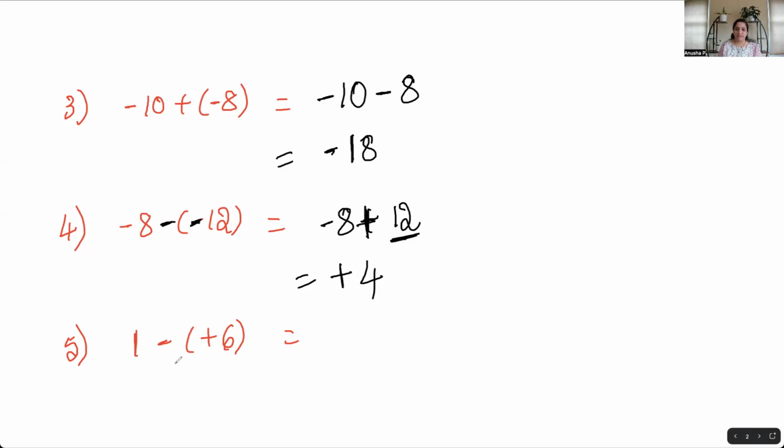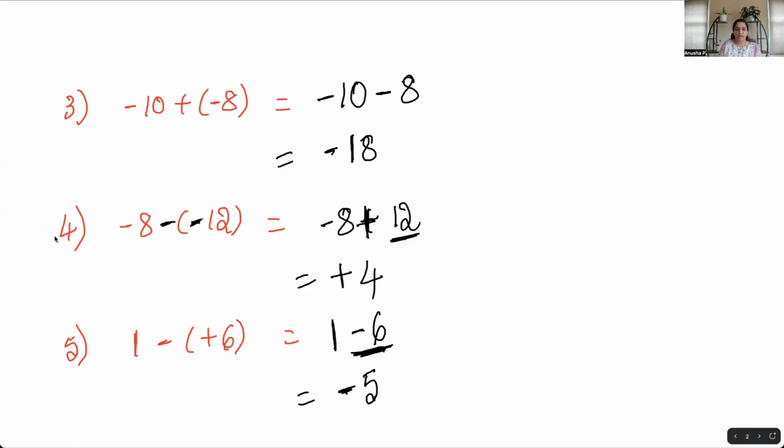In the fifth example, it is 1 minus of plus of 6, right? So when you have minus and plus next to each other, it is minus 6. And now both the numbers have opposite signs. When you have opposite signs, just subtract the numbers. So 6 minus 1 is 5. And keep the sign of the larger absolute value number. Here the larger absolute value number is negative 6. So you're keeping the minus sign. So minus 5. Actually, I can explain these examples with the counters too.